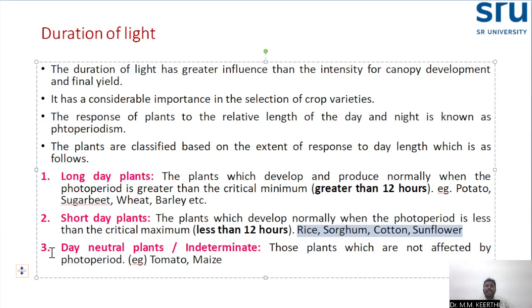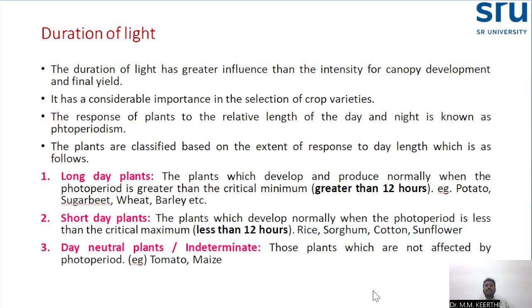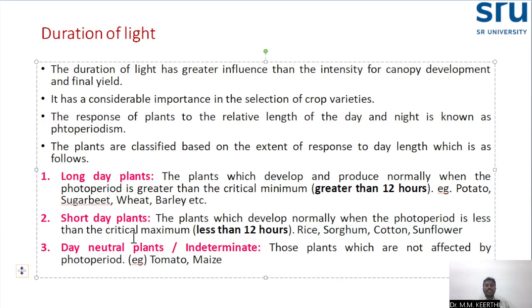What are day neutral plants? Day neutral plants are plants that are not affected by day and night length, or simply the photoperiod. Examples are tomato and maize. These are not affected by the day or night.